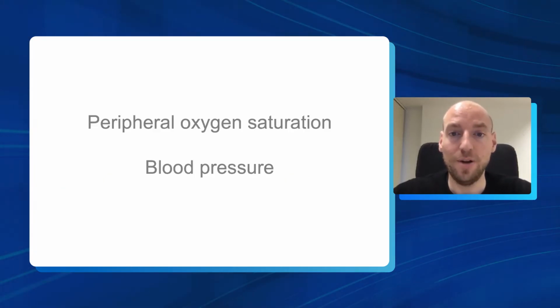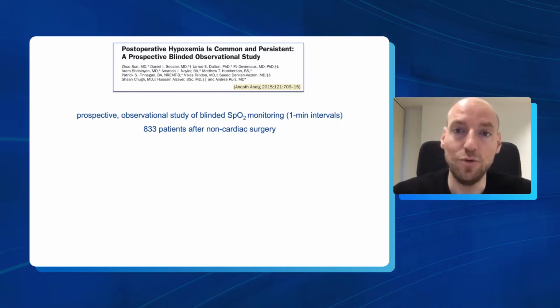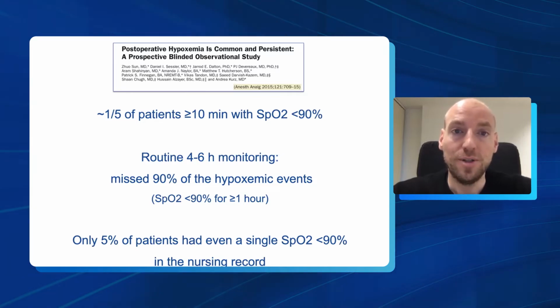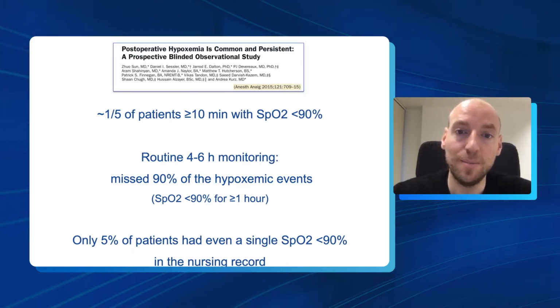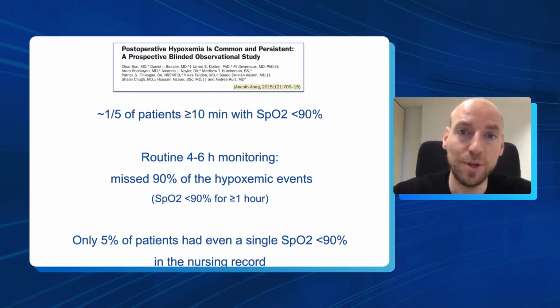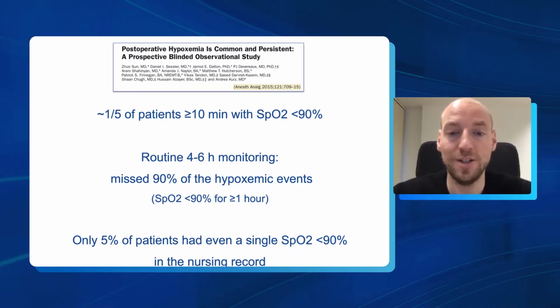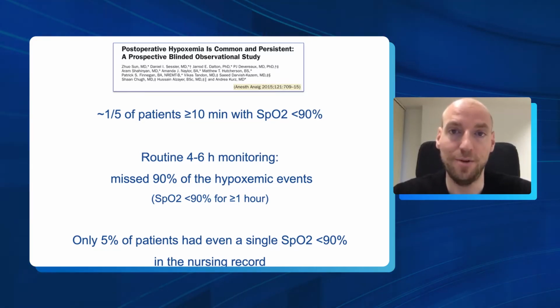Let's just, for example, look at oxygen saturation and blood pressure. This is a prospective observational study of blinded SpO2 monitoring in more than 800 patients after non-cardiac surgery. And the study shows that 1/5 of the patients had at least 10 minutes with an SpO2 of less than 90. Routine intermittent spot check monitoring missed 90% of the hypoxemic events, defined as an SpO2 of less than 90 for at least 1 hour. And only 5% of patients had even a single SpO2 of less than 90% documented in the nursing records.